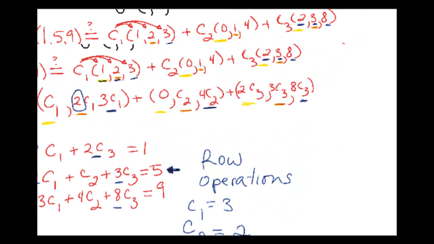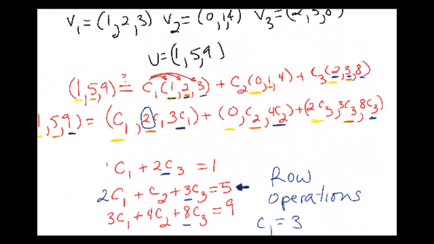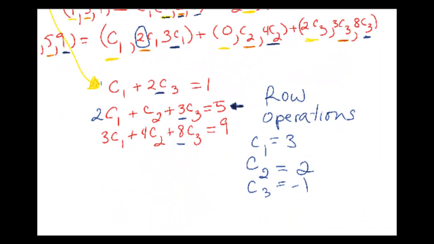What I recommend to you is to save yourself some time when you're given a problem like this. Go ahead and go directly from these row vectors into the column equations and set up your augmented matrix, not coefficient matrix, right? And then do your row operations and find your C1, C2, C3. If you can find C1, C2, C3, then indeed it can be written as a linear combination.